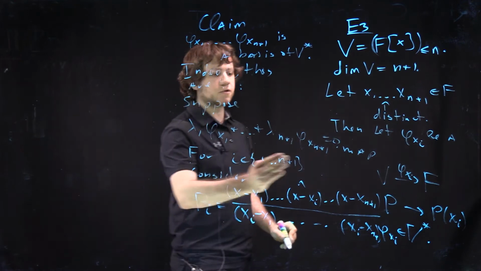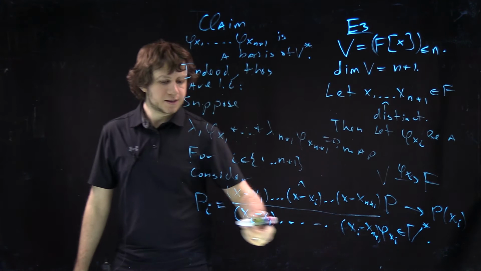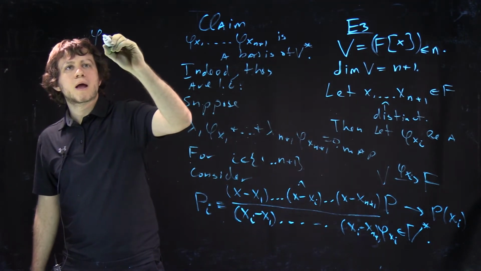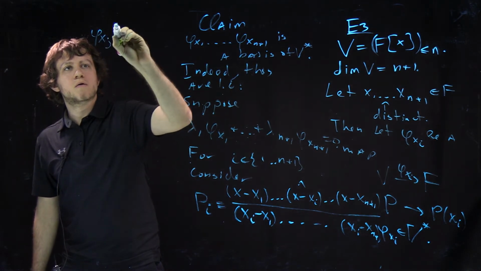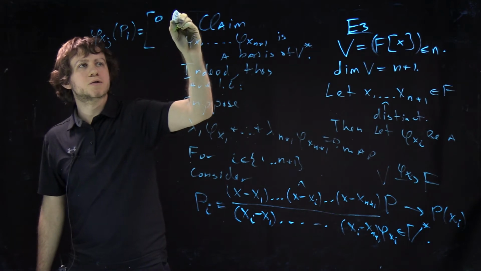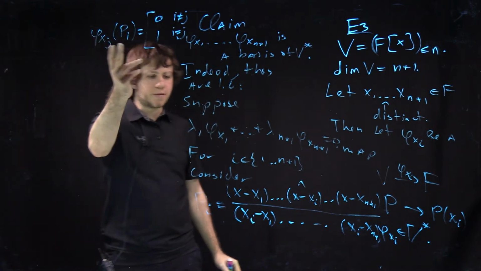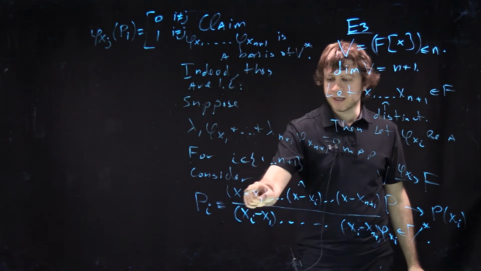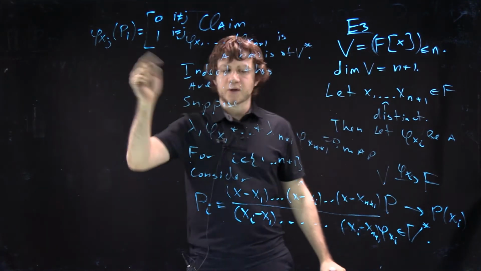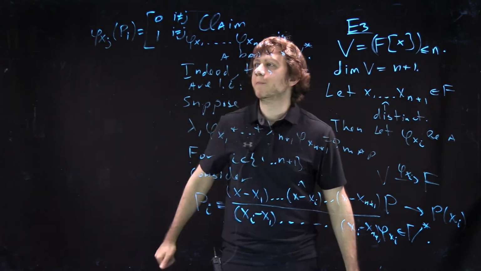We have already seen these polynomials, the interpolation basis, in the problem set. And why is this interesting? Because phi_{xj} of p_i equals 0 if i is not equal to j, and 1 if i is equal to j. Simply because if you plug in xj here, you will get 0 if j is not i, because one of the brackets will vanish. And if you plug in xi, you will get the denominator and numerator being the same, and you will get 1.